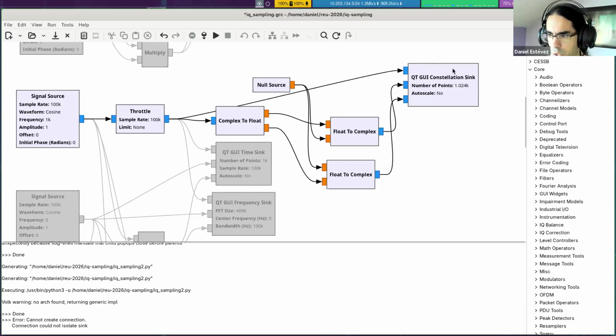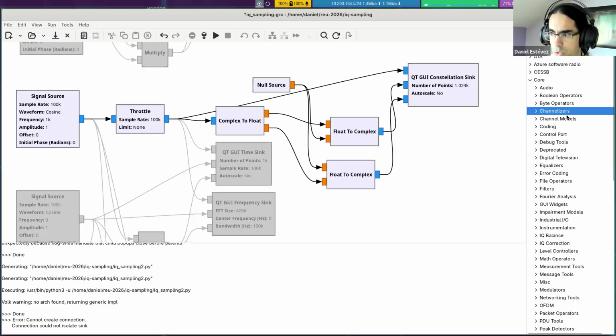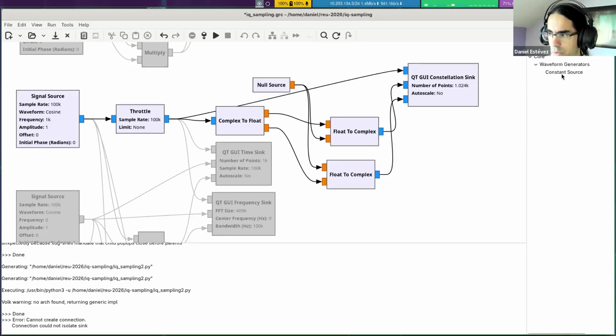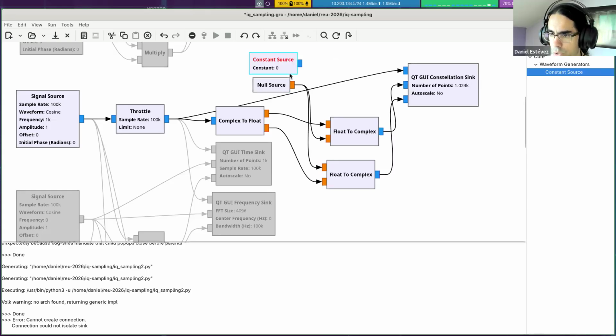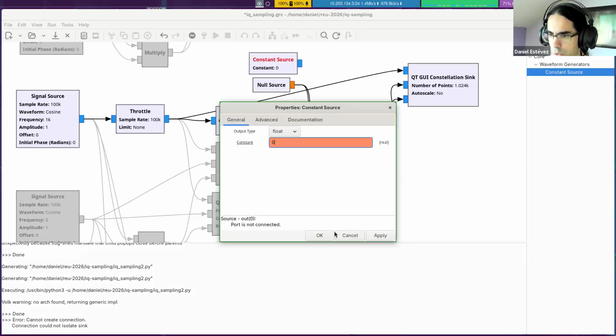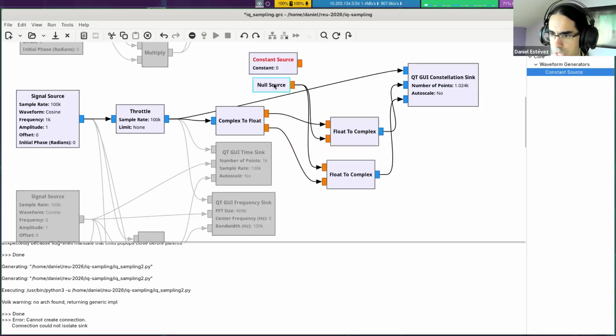Because this block requires complex inputs, I'm converting each of them to complex by putting the value in the right place. The real goes to the real, and I'm putting zeros in the imaginary. This null source is generating zeros. You can either use null source, or there is another block called constant source, and you can set it to 0. They do the same.